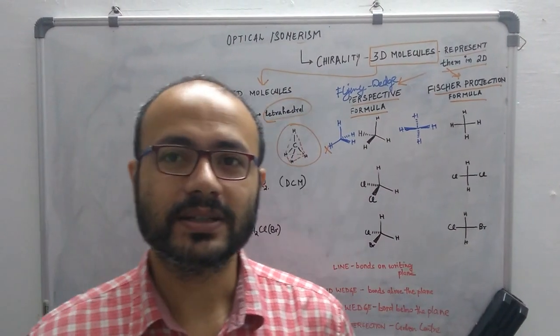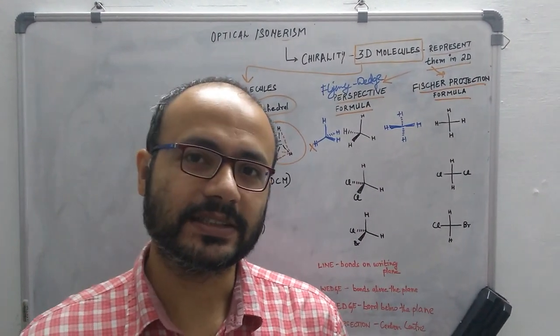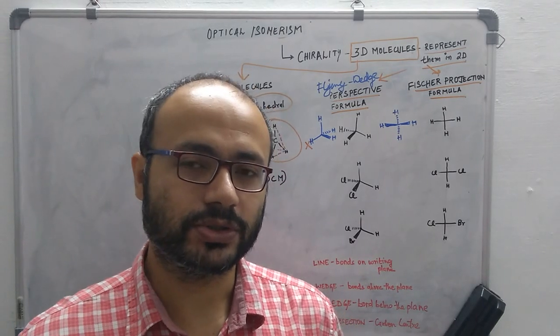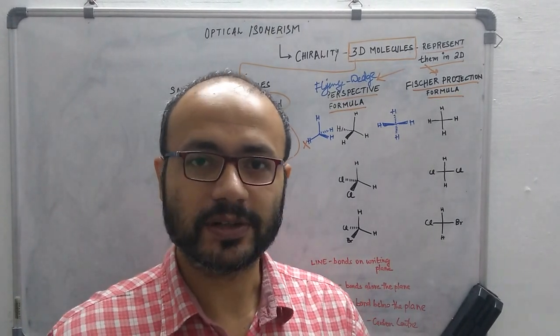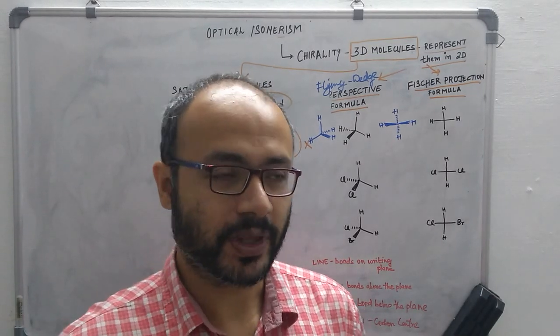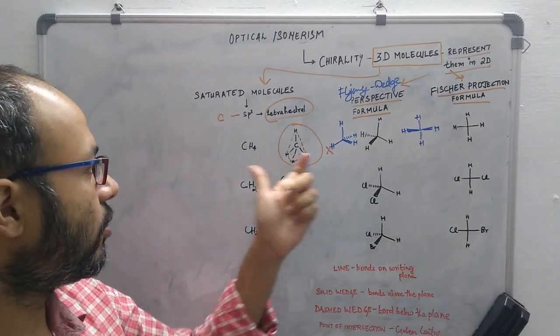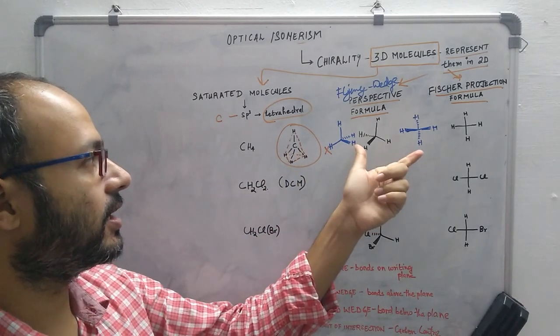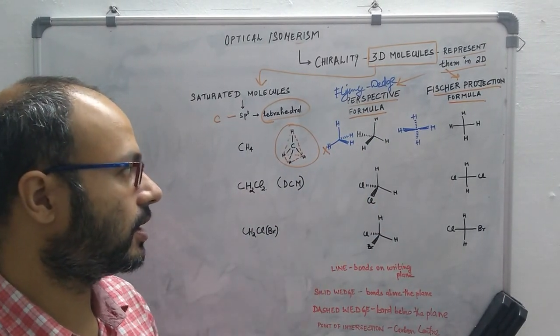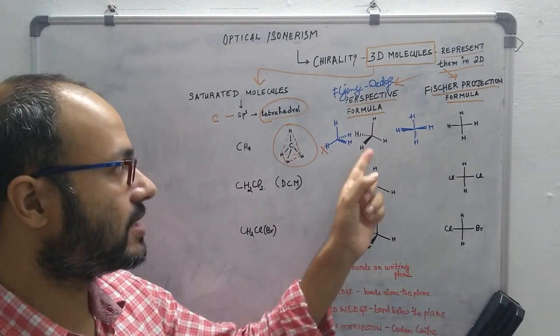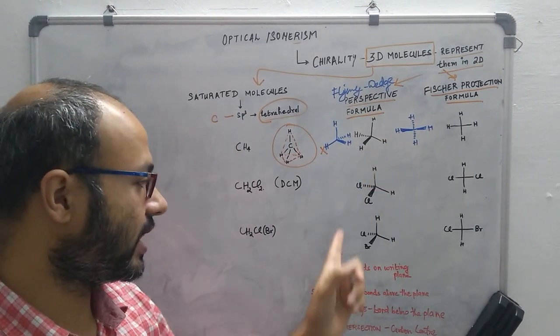Good morning, everyone. So, yesterday we started looking into how to draw a three-dimensional molecule on a two-dimensional plane. So, we'll continue with that discussion. We started with drawing of methane using the perspective formula, and we drew these diagrams. As you might remember, I'll just recollect it.